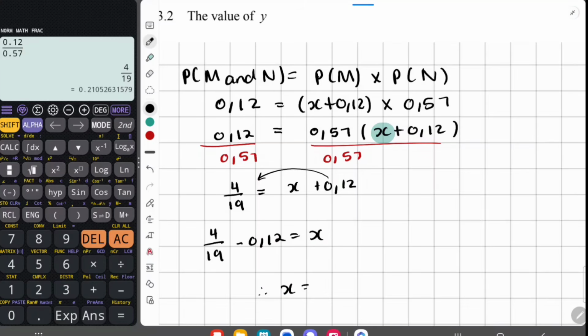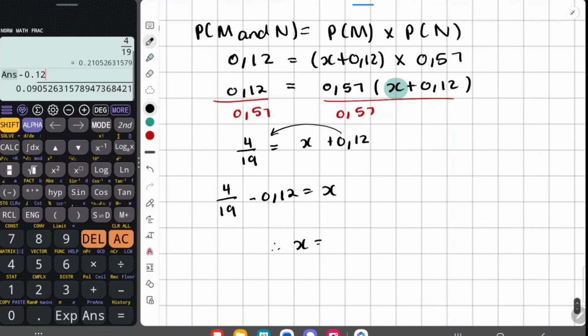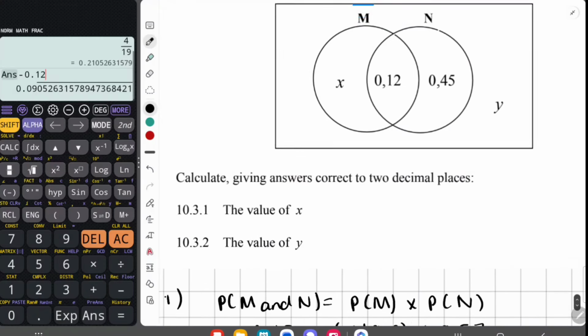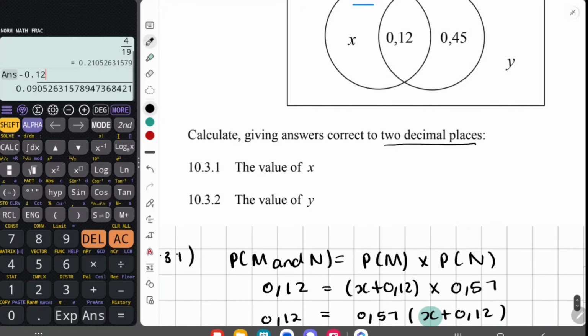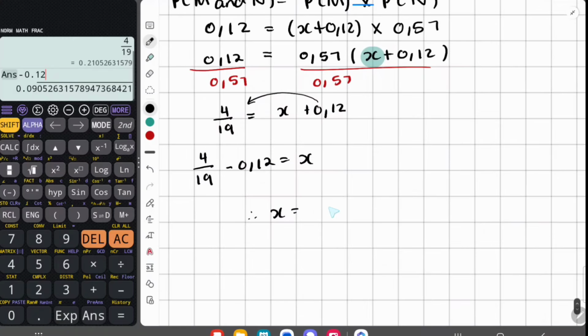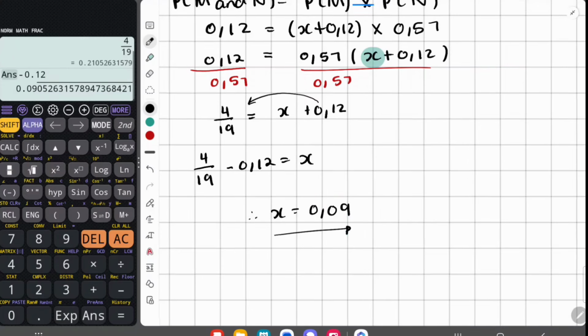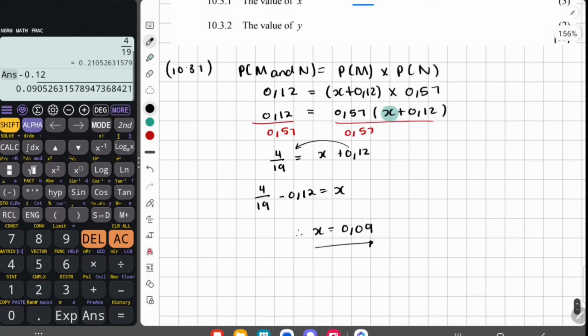So let's see what x is equal to. This minus the 0.12. And now I can leave that as a decimal. The final answer can be rounded off to 2 decimal places. That's what they said. Correct to 2 decimal places. So here, that is just going to be a 0.09. And you see it's not going to round up. So 0.09. That's our answer for x.